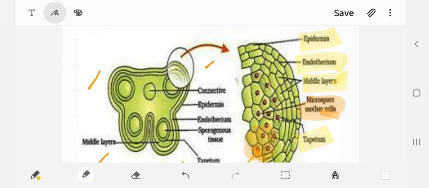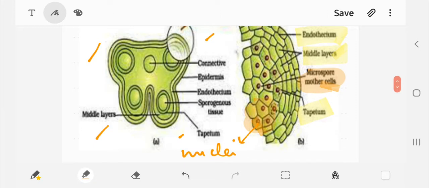Why? Because it has nuclei present. They have cytoplasm along with the nuclei. Inside the tapetum there is a mass of cells which are known as the sporogenous cells, and that is called the sporogenous tissue.